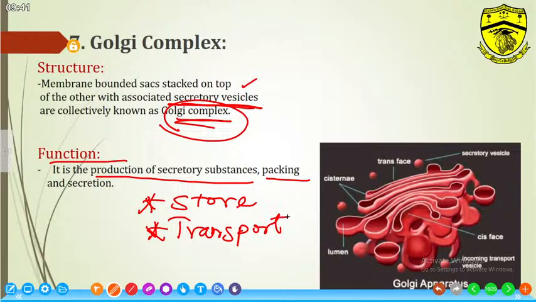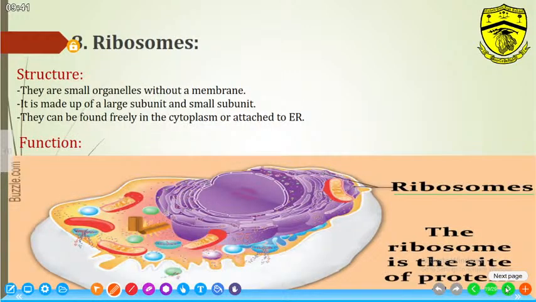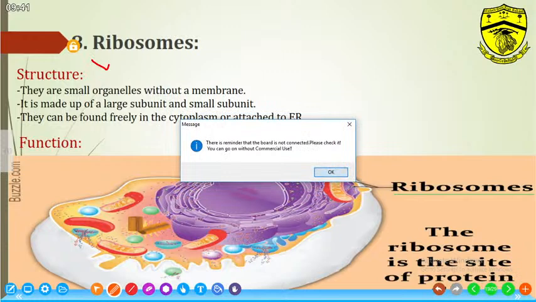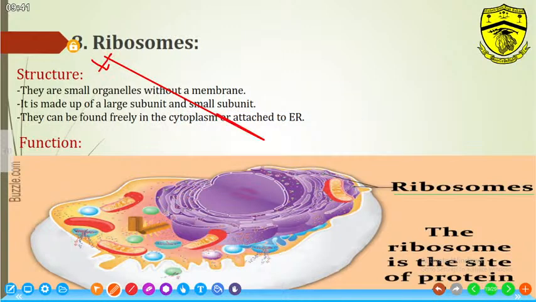These are the functions of the Golgi apparatus. Next, this is a common organelle present in the nucleus. These are the ribosomes.